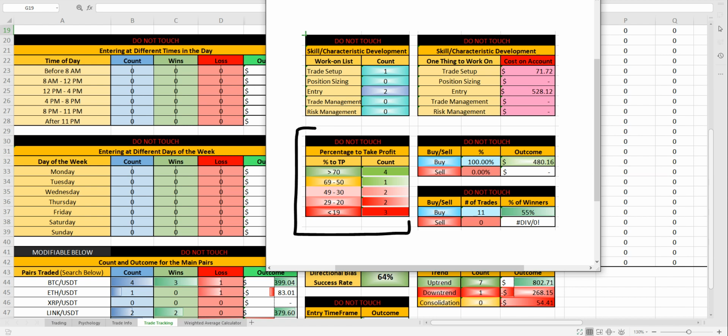So what it is showing you is, let's say you have an entry here and your final take profit is here, and let's say your stop loss is right here.